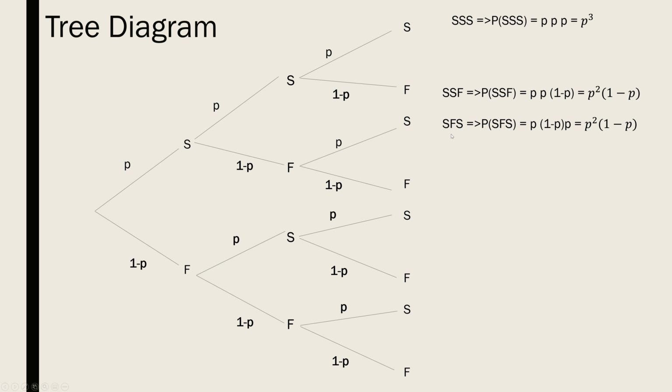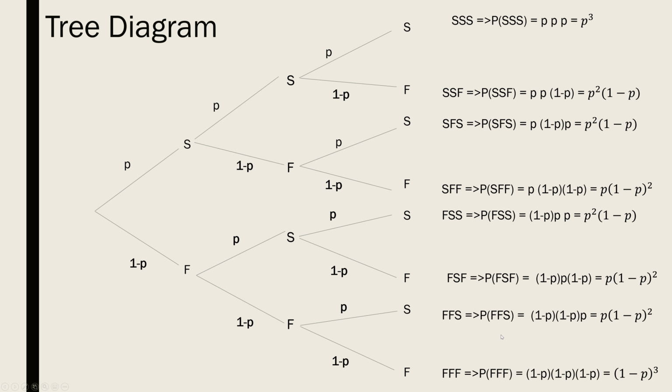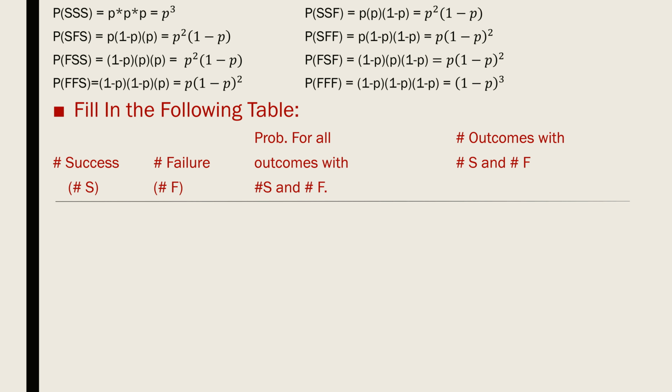The SFS stands for first trial is success, second trial is failure, last trial is success. And the probability of this combined result should be calculated in this way. And so on and so forth. You could interpret all those probabilities by yourself. After you complete the tree diagram, you can fill in the following table.